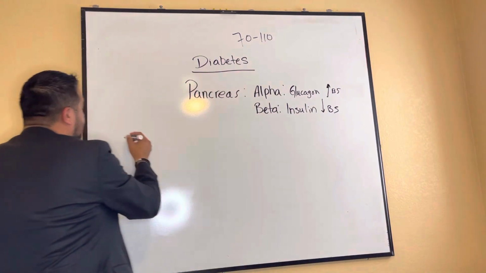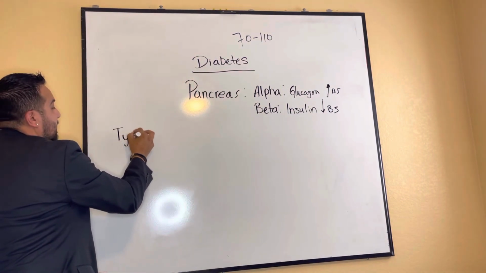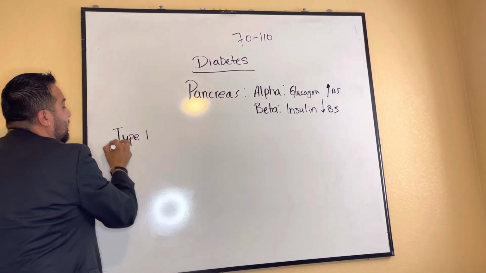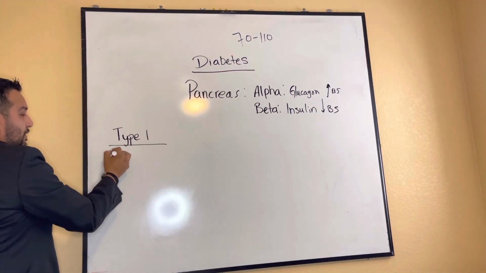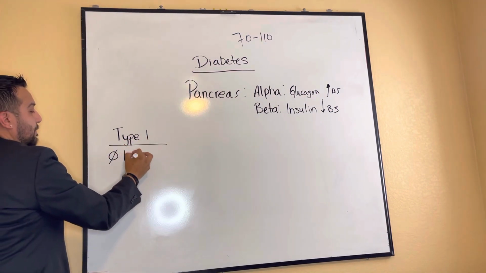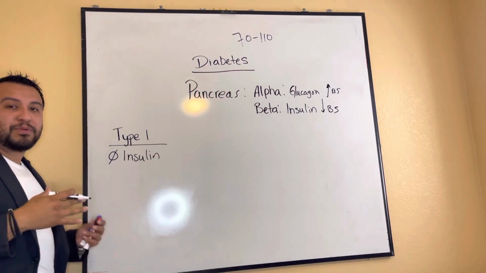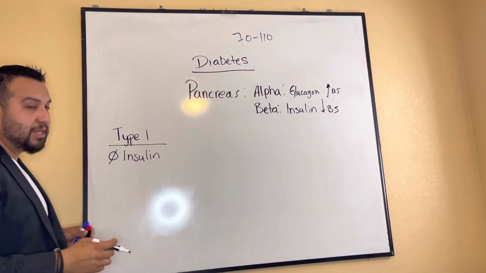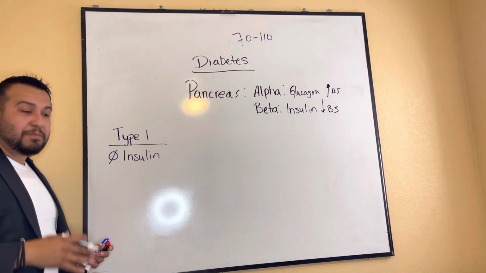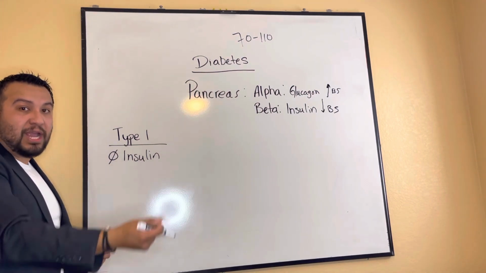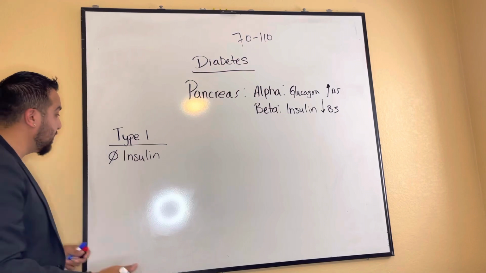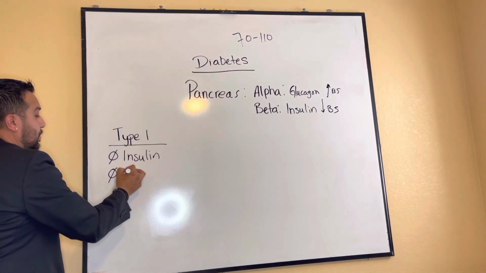So let's differentiate real quick. In type 1 diabetes, we have an issue of zero insulin, okay? Or the amount of insulin that's being produced or released by the beta cells is so insignificant that the patient needs insulin injections to maintain metabolic function. And there's also zero glucagon.